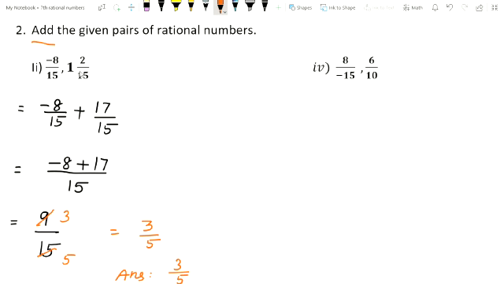I repeat this. Minus 8 by 15, 1 into 2 by 15. So we are going to add these two rational numbers. You write the first rational number as it is. So we are going to add. That's why I put the plus sign here. Okay. Then this one is a mixed fraction, so you have to convert it into improper. So 15 ones are 15. 15 plus 2, 17. 17 by 15.